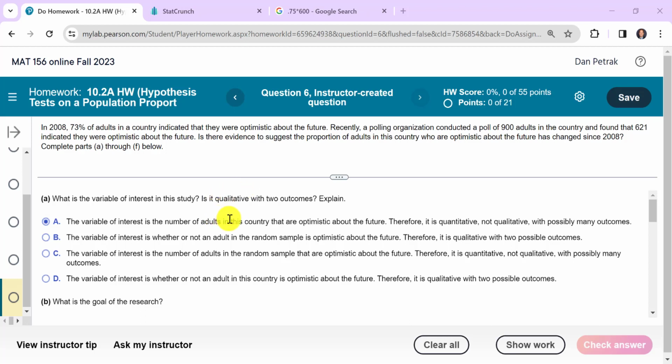So here we go. In 2008, 73% of adults in a country indicated they were optimistic about the future. Recently, a polling organization conducted a poll of 900 adults and found that 621 indicated they were optimistic about the future. Is there evidence to suggest that the proportion of adults in this country who are optimistic about the future has changed since 2008? So historically it's 73%, and then we did the survey, and we're going to see if it's different. Just for fun right now, let's take 621 divided by 900.